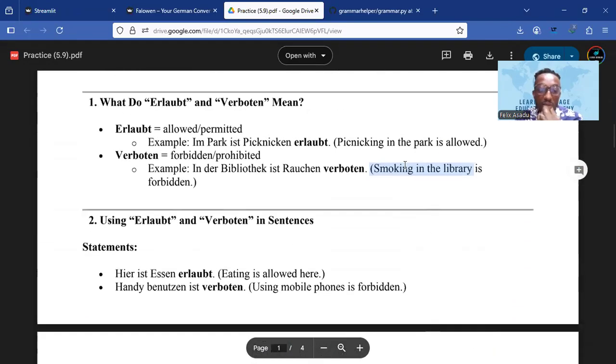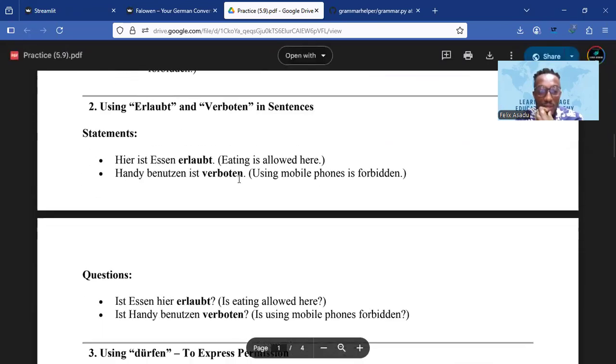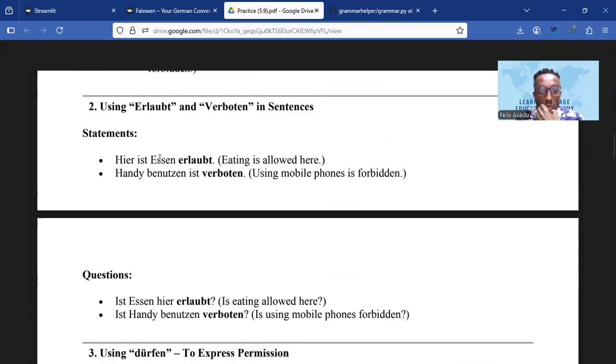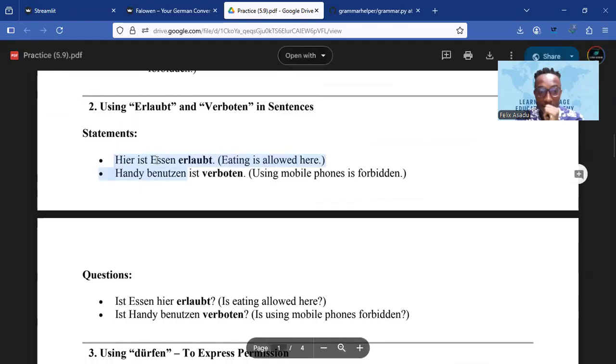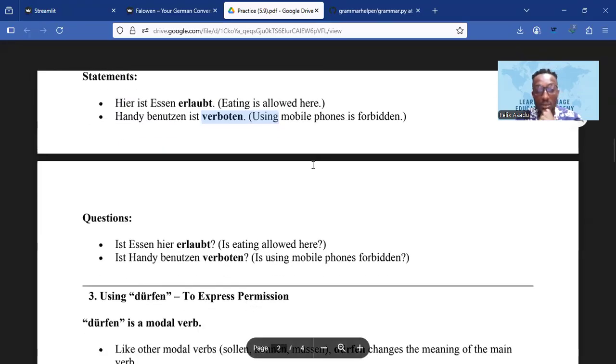Let's check some of the basic phrases with erlaubt, right? So here is Essen erlaubt. That's going to imply that eating is allowed here, or Handy benutzen ist verboten. That means that using mobile phones is forbidden.